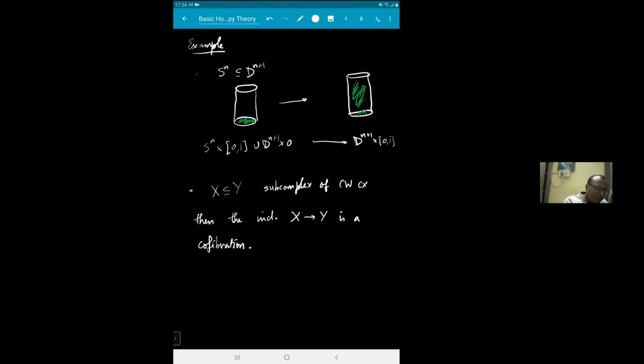And the next property is a fibration. So now a map p from Y to Z is called a fibration.